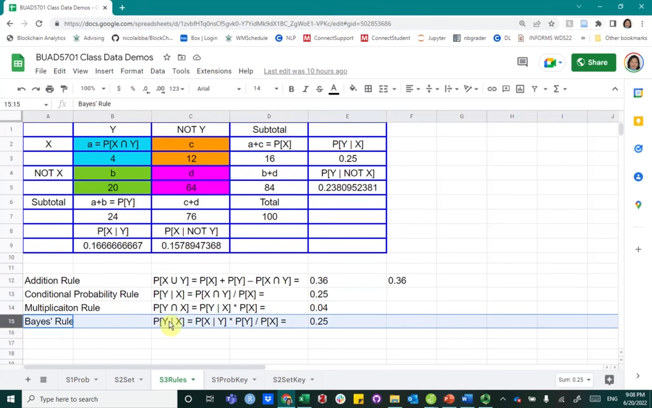The Bayes rule: the probability of Y given X, which is 0.25 here, can be calculated from the probability of X given Y, which is over here, 0.1666667, multiplied by the probability of Y, which is the column total here, 24, divided by the probability of X, which is the row total over here, 16. And that's how you can derive the probability of Y given X.